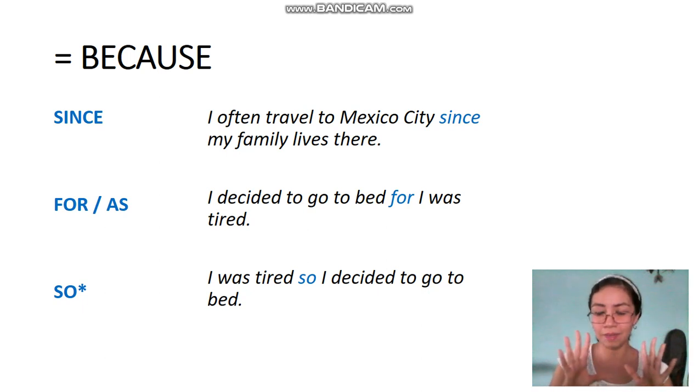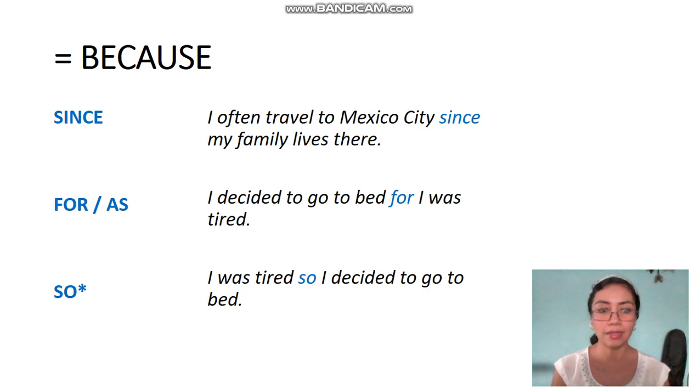Those two are a little bit more formal, maybe we can say. So if you are writing an essay or something a little bit more serious, you can use this instead of because or since. For example, I decided to go to bed for I was tired. That has a little bit more of a literary ring to it instead of saying I decided to go to bed because I was tired. So that's definitely more depending on the circumstance and not on the meaning of the word.